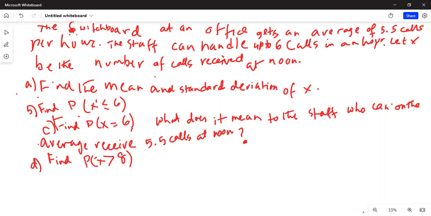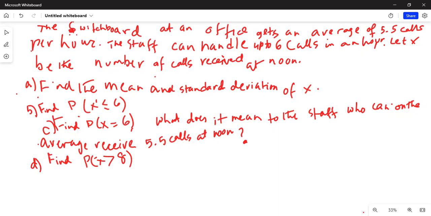Part C, find the probability of X equal to 6. What does it mean to the staff who can, on the average, receive 5.5 calls at noon? And then the last part D is find the probability of X greater than 8.